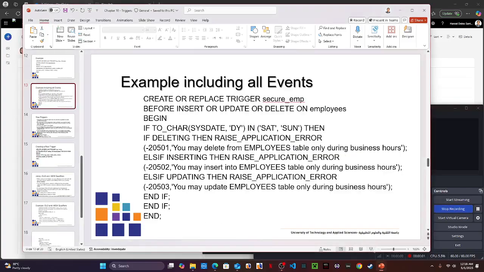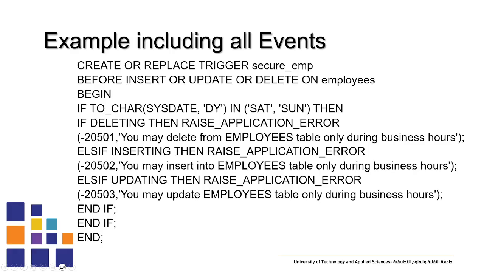Okay, let's have another example for triggers, and this is going to be about all events. Normally, when this trigger executes, it fires before any operation such as insert, update, or delete is performed on the employees table. The trigger first checks if the current day is Saturday or Sunday, the weekend. If it's the weekend, it will proceed to check the type of the operation.